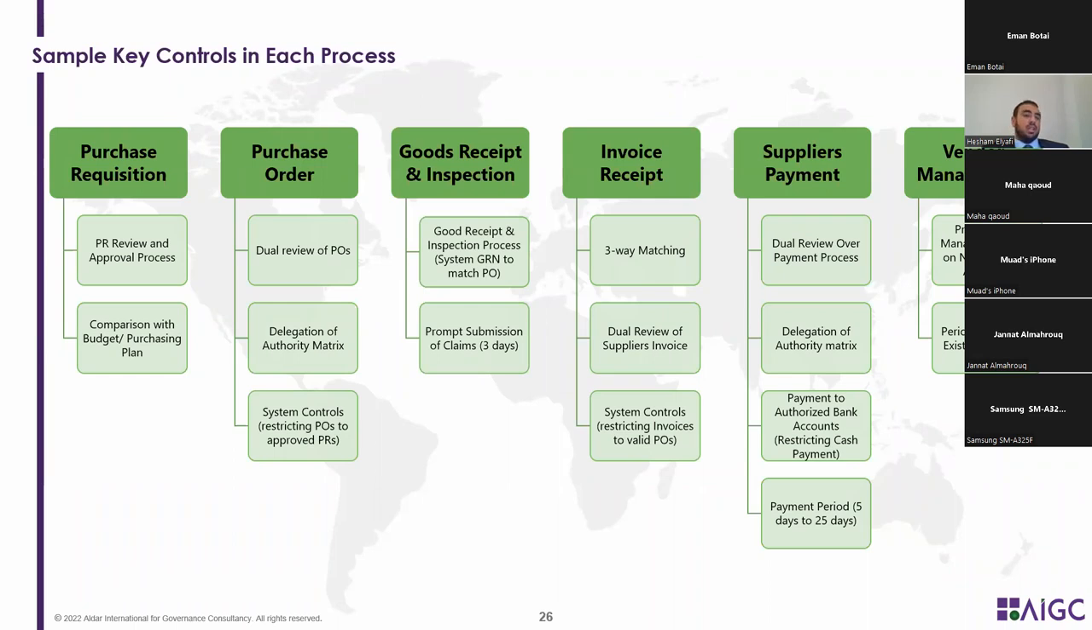Supplier payments, again, there are several reviews over the payment process. Sometimes to ensure that we're not late on supplier payments, there is a payment policy that needs to be adopted, usually 5 days to 25 days, depending on the organization, to ensure that we're not processing to wrong accounts. We usually process bank transactions or bank transfers, not cash payments.